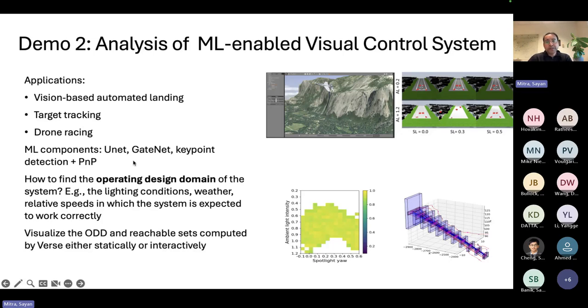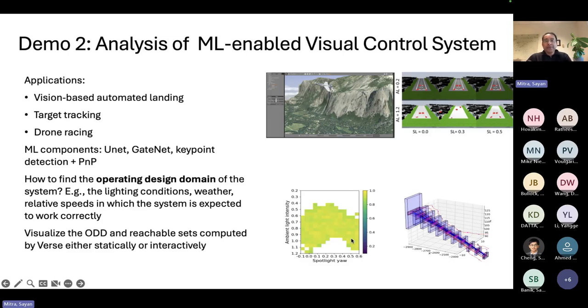For the purposes of the demo, we could again use an interactive setup where the user is going to choose the range of the environmental condition that she wants to analyze, and also maybe the range of initial conditions for testing the system. Then the analysis engine will start and generate plots like this.